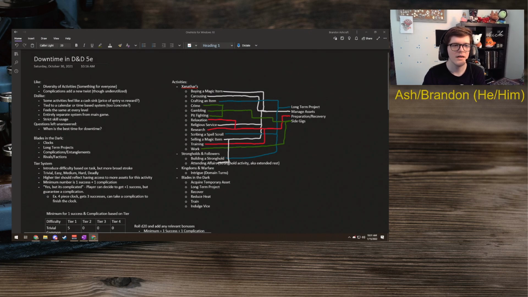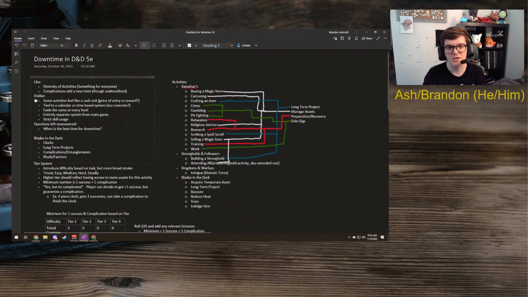Nice. So let's see. We started with the question of what do we like and dislike about Downtime in D&D? We like the diversity of activities. There's something for everybody. And the complications that are in Xanathar's can add a neat twist, even if they're not really used. I feel like that's something DMs who use Downtime don't use very often. That's partly because it may feel bad if you roll really poorly and on top of that you get a complication. Which we talk about a little bit later.